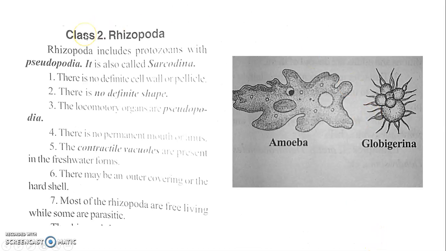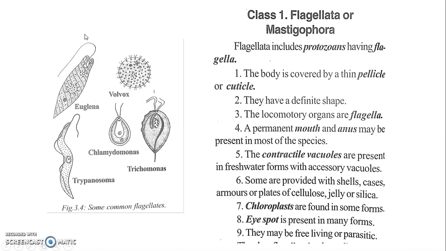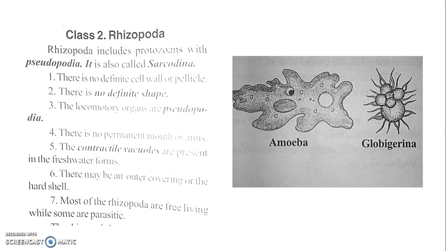Okay, second one, Flagellata or Mastigophora has the examples: Euglena, Volvox, Chlamydomonas, Trichomonas, Trypanosoma. These are the examples. Next, class Rhizopoda. Second class, Rhizopoda.